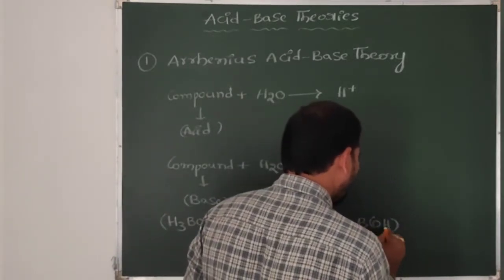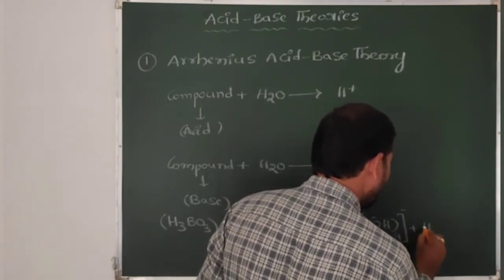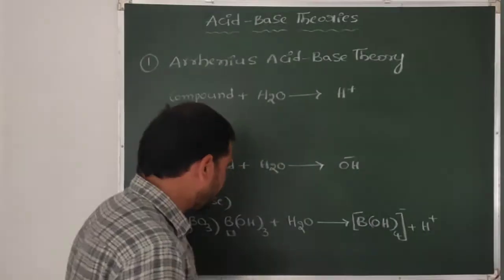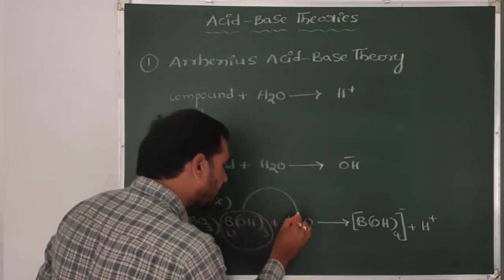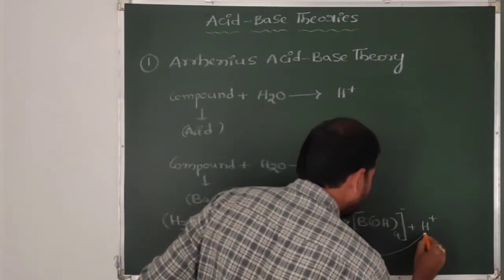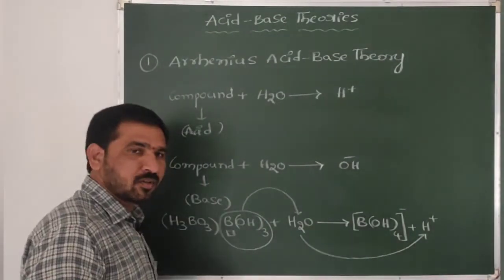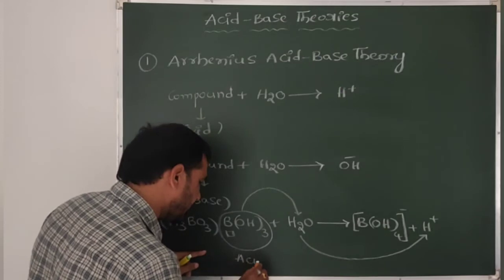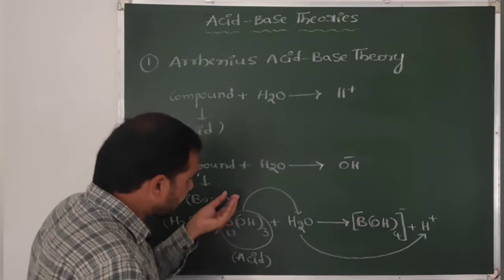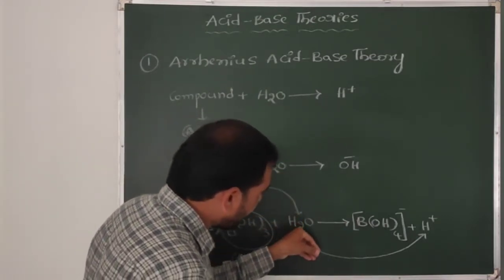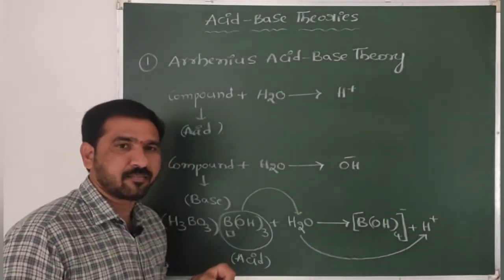BOH gives BO4 minus plus H plus. It means this compound is dissolved in water and produces H plus ion. That's why this compound is acidic in nature, an acid. According to the definition, the substance that, when dissolved in water, produces H plus ion is called an acid.